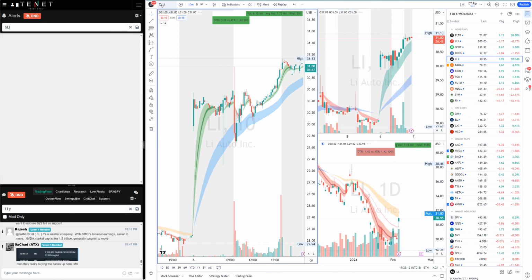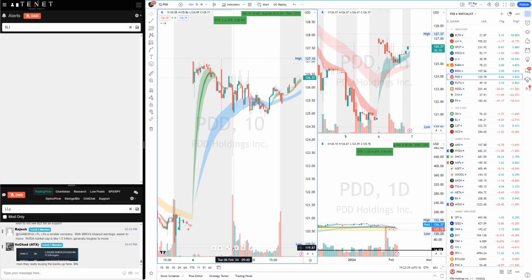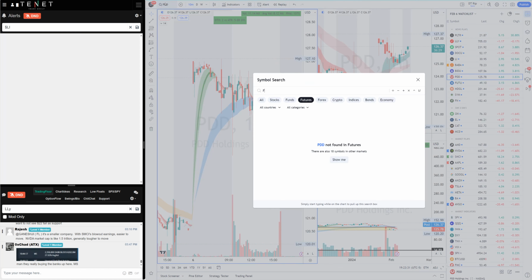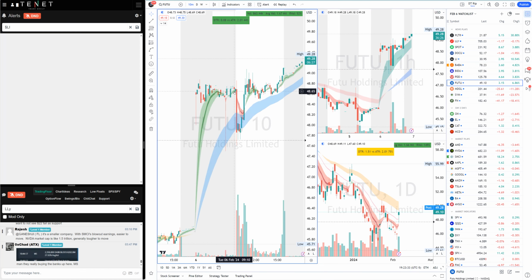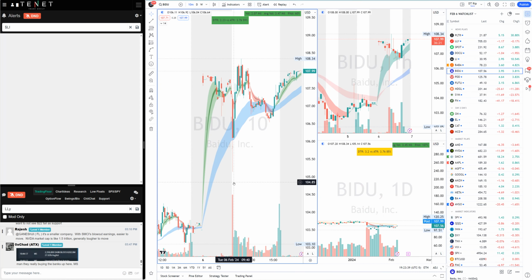You know, all these Chinese names at open, I was either watching for a gap and go, or I was watching for a gap fill. As soon as all the Chinese names opened up, let's look at them. So you are looking at LI. Let's look at PDD, big red candle at open. Let's look at FUTU, a big flush candle at open. Let's look at BIDU, a big flush candle at open.